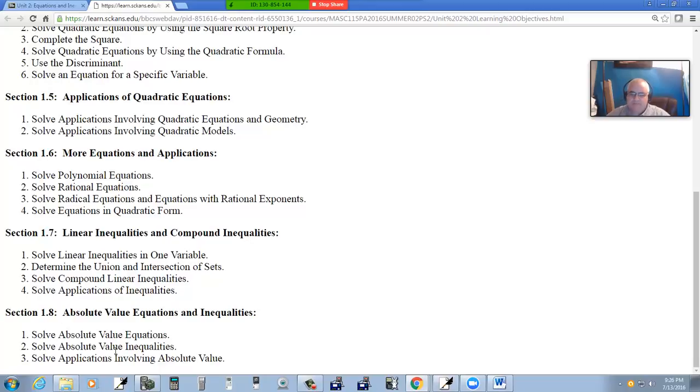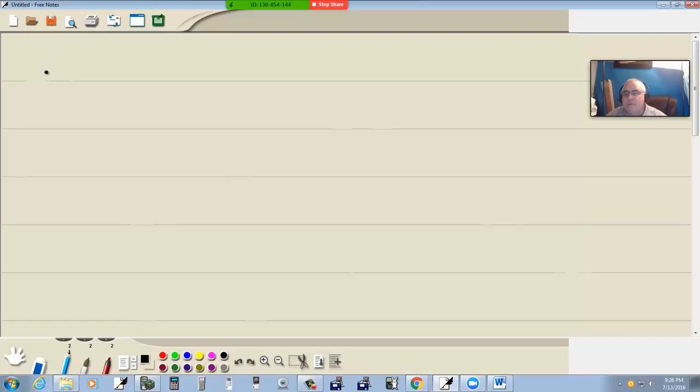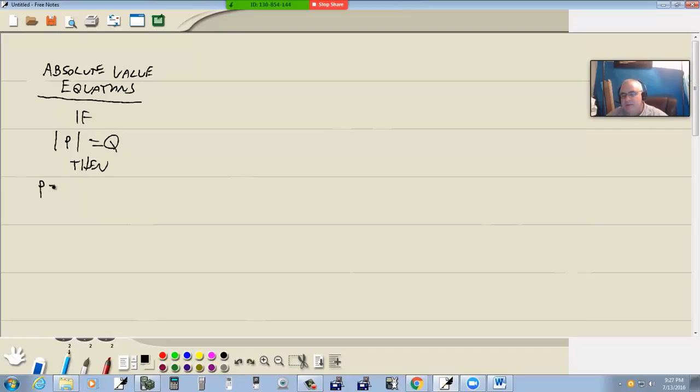Absolute value equations. This says if you got the absolute value of something is equal to something else, then you drop the absolute value, set it equal to positive the other side, and you drop the absolute value, you set it equal to negative the other side. Now you have to have the absolute value by itself on that side. Can't have any numbers in front of it or any numbers after it.